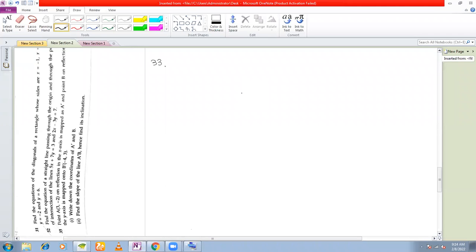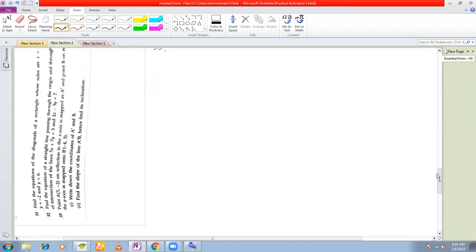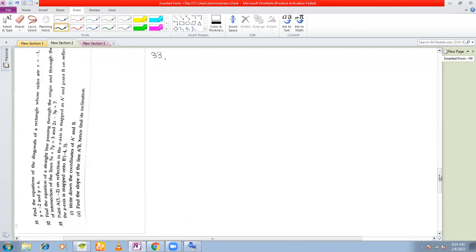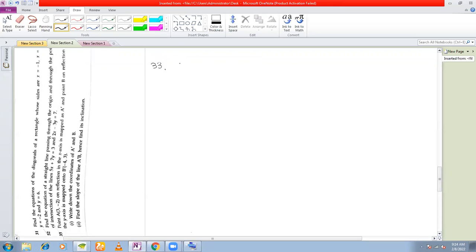Point A on reflection in the x-axis is mapped as A dash. And point B on reflection in the y-axis is mapped as B dash (-4, 3). You need to write down the coordinates of A dash and B first. Let's write down the coordinates of A dash.